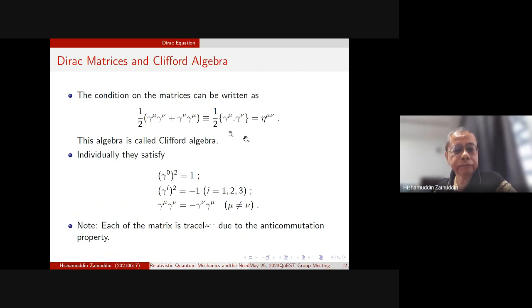So what is this condition supposed to say? It says that the square of your zero gamma matrix is going to be the identity, and the spatial ones square to minus one, and they anti-commute. Because of the anti-commutation, you'll find that your gamma matrices should be traceless. So that sort of limits what kind of matrices the Dirac matrices are supposed to obey.